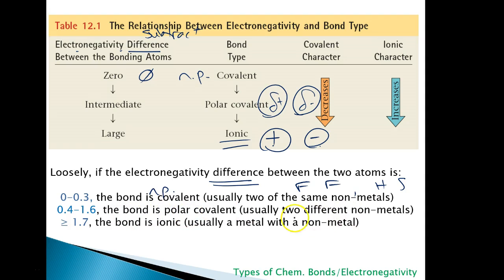In polar covalent, it's usually two different nonmetals, so carbon and oxygen or hydrogen and oxygen, and they're very far apart from each other. And then if it's ionic, it's usually a metal, so sodium and chlorine, or magnesium and oxygen. They're very, very far apart from each other on the periodic table.